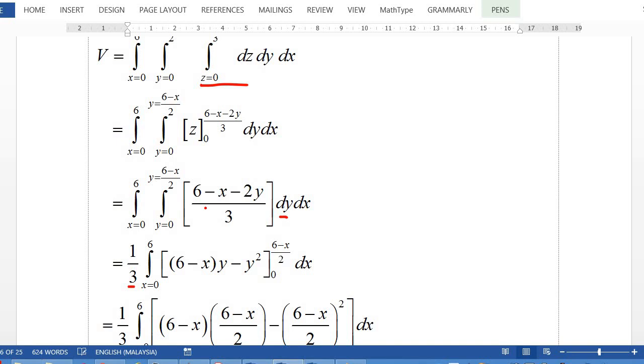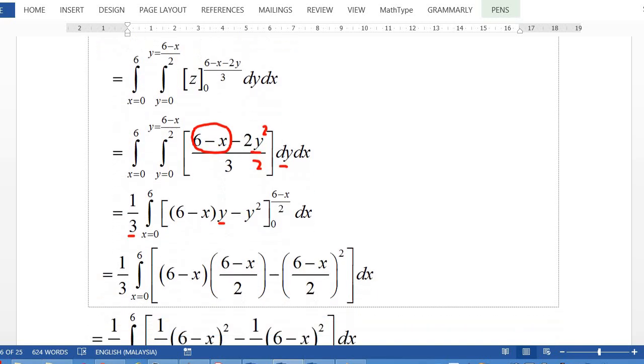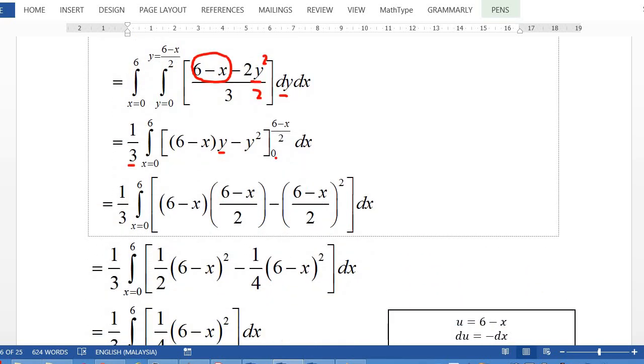with respect to y. When you integrate with respect to y, 6 minus x is actually a constant, because x is constant. That's why you have a constant multiplied with y. So integrate negative 2y with respect to y, you have negative 2y squared divided by 2. That's why you get negative y squared.